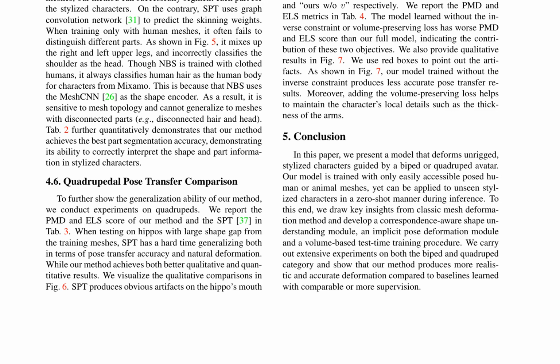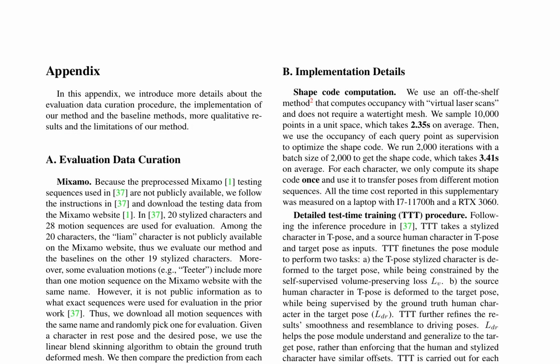to baseline methods. The paper discusses the data curation procedure for the Mixamo and MGN datasets, providing implementation details of the proposed method and baseline methods such as NBS and SPT. For data curation, the authors follow instructions in [37] to download testing data from the Mixamo website, focusing on 19 stylized characters and randomly picking one motion sequence for each character.